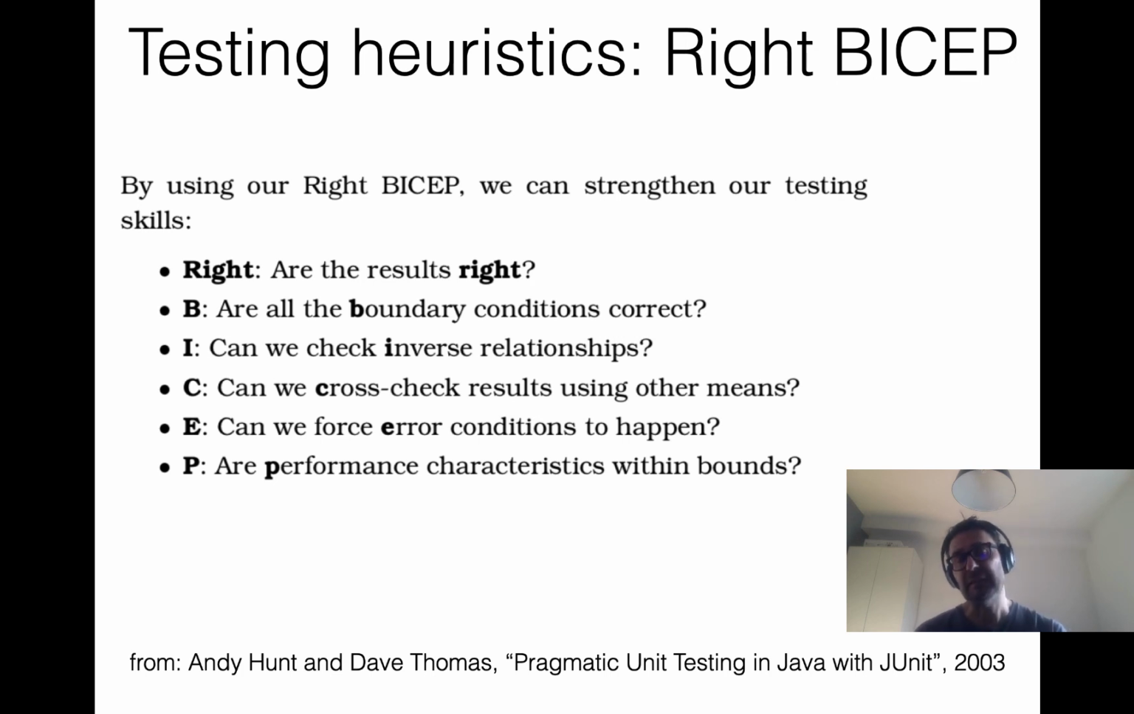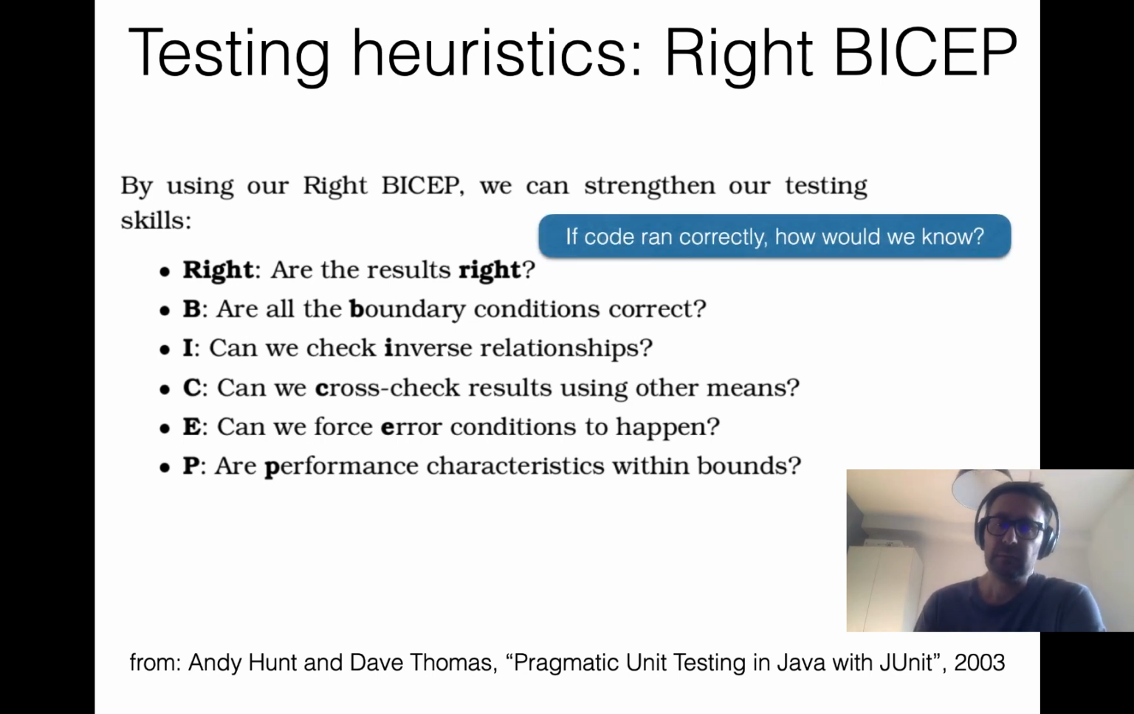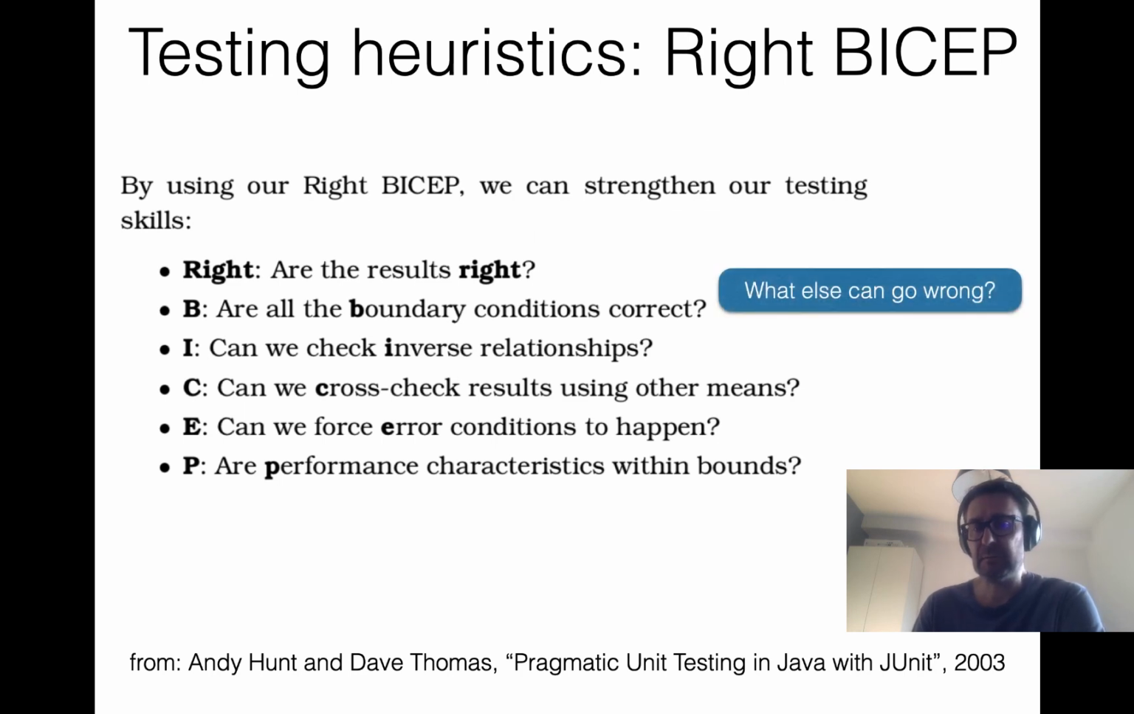And then P, they consider performance such an important non-functional criterion or property of the system that they lift it into this. So you can see that this is incomplete, the Right-BICEP heuristic, but it's something that they've learned through developing software throughout many, many years. This is a very good high-level heuristic method to derive black box tests. Okay. If code ran correctly, how would we know, right? So it's about checking against the specification.